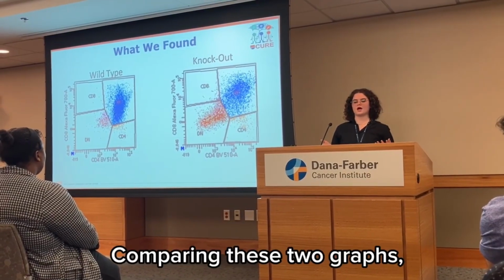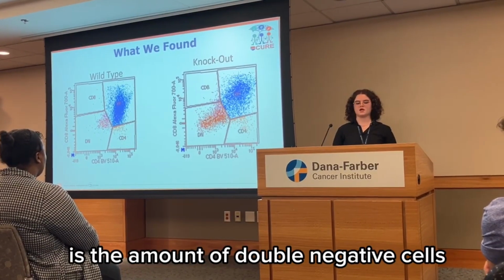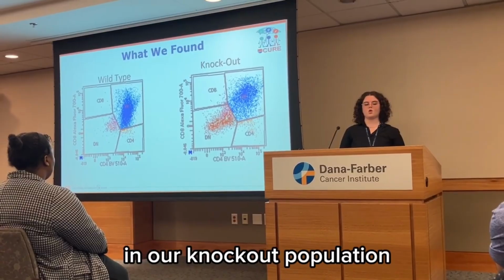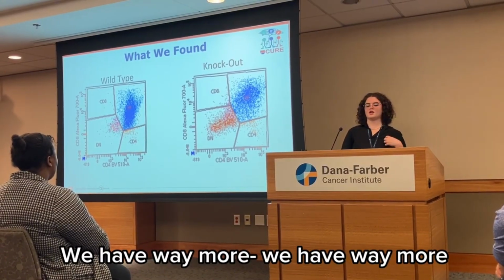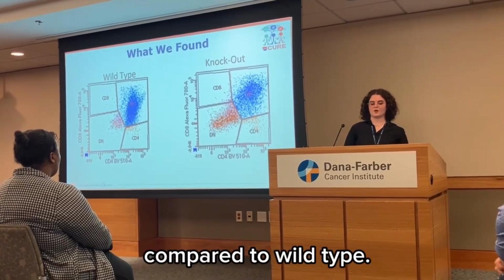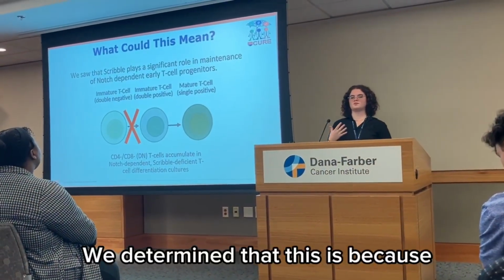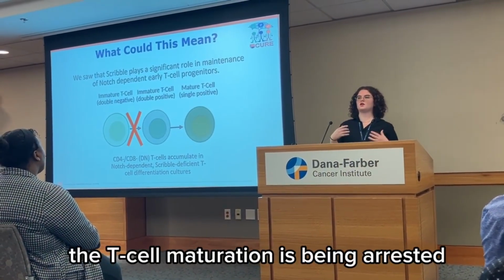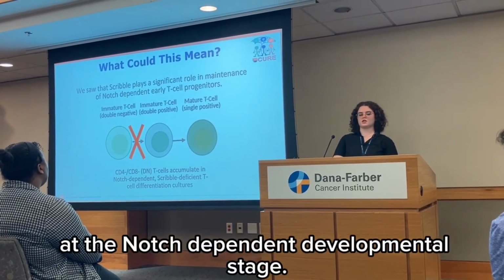Comparing these two graphs, we can see the major difference between them is the amount of double negative cells in our knockout population when compared to our wild type. We have way more double negative T cells in the Scribble deficient cells compared to wild type. We determined that this is because the T cell maturation is being arrested at the Notch-dependent developmental stage.